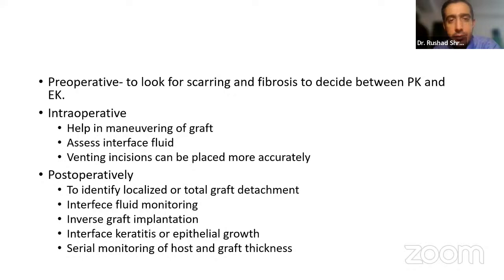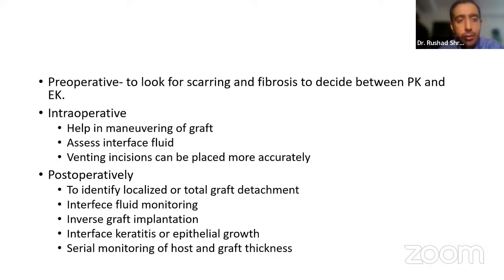So like I mentioned, where does OCT help in corneal transplants? It is to look for scarring and fibrosis and to decide between a penetrating keratoplasty or an endothelial keratoplasty. If you have a large amount of scarring in the anterior layers of the cornea or in the corneal stroma, you would not prefer an endothelial keratoplasty. Whereas if you have edema, then an endothelial keratoplasty will work.